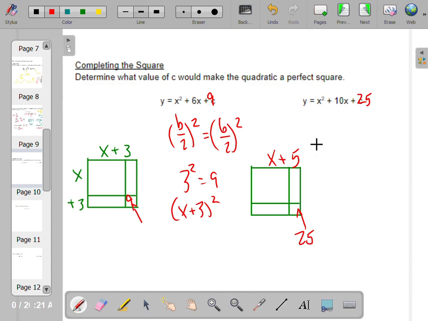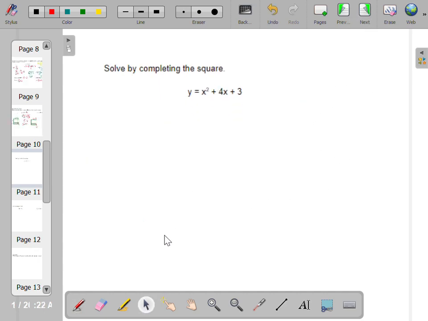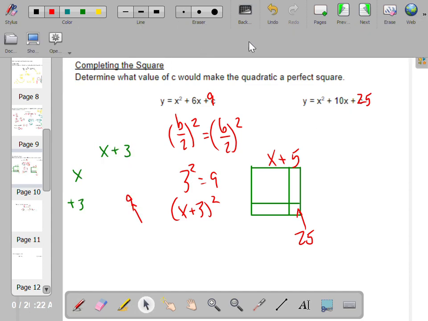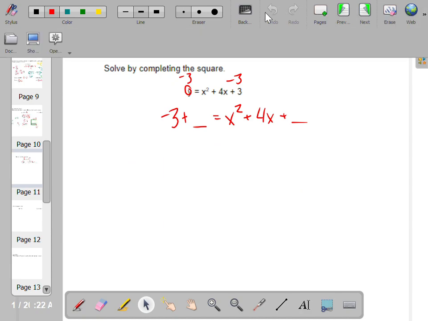We're going to use that to solve, I think, right here. Yeah, there we go. Okay, so to solve by completing the square, the first thing you want to do is set y equal to 0. And then move your c term over, so subtract 3. Negative 3 plus something equals x squared plus 4x plus something. I know I'm going to need to put something in there when I complete the square, so I'm going to just cut this, next page, come on, paste.